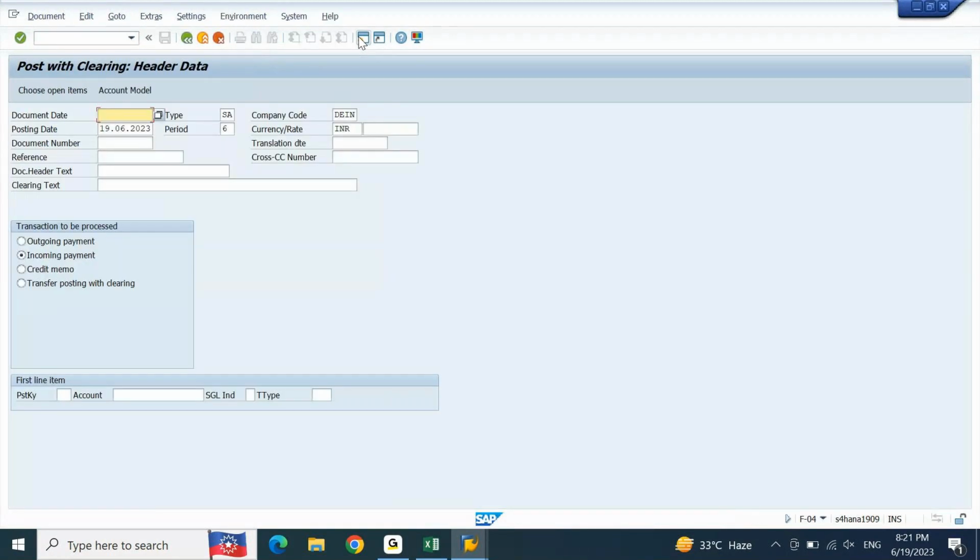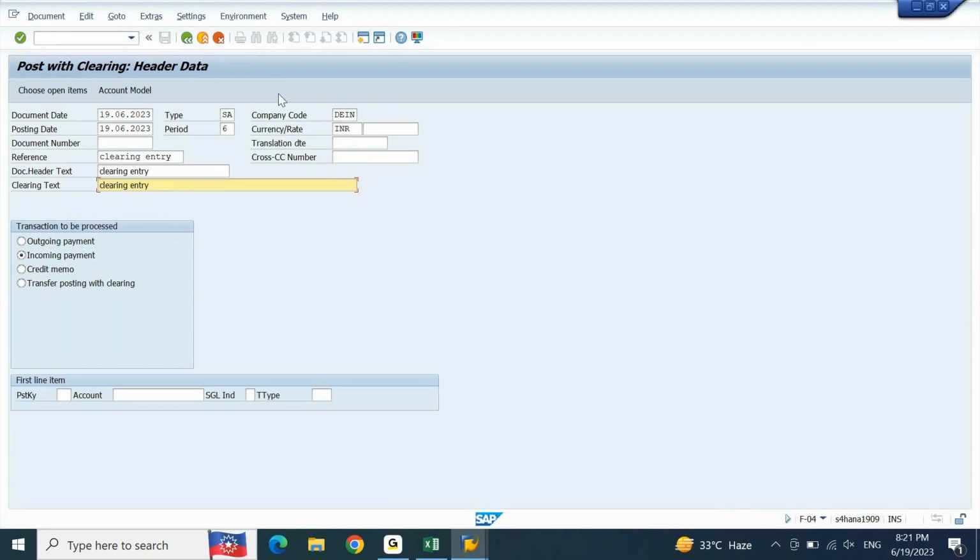What is this screen? Post with clearing. F-04 or FB05 post with clearing. When you do BRS, system is going to use this transaction in the background. When we perform a BRS, system is going to use post with clearing in the background to pass the BRS entries. Now I want to clear it today. I'll put today's date. Here I'll put clearing entry.